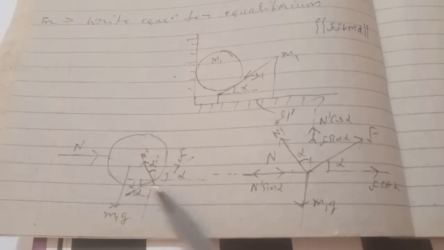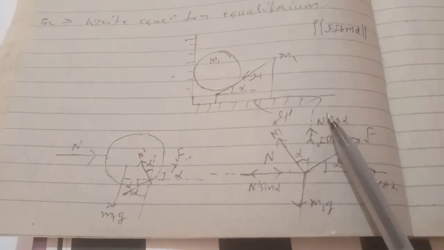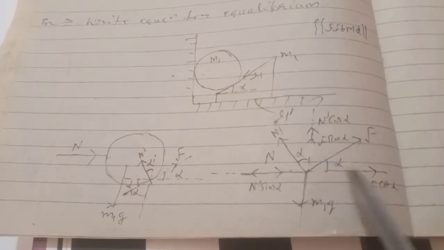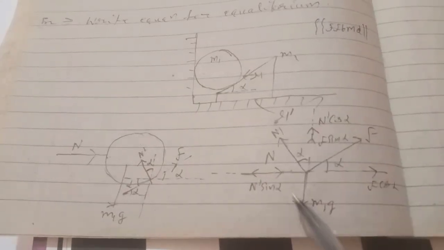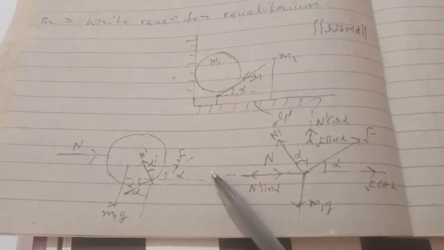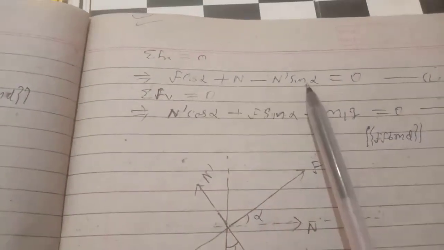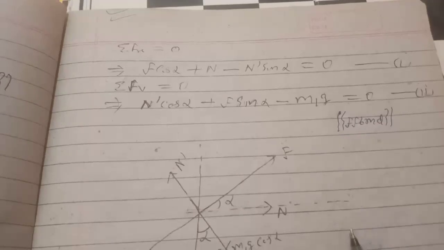Resolving this in component form, because this is alpha, F cos alpha will be in this direction, F sin alpha in this direction, m1 g in this direction, and N dash sin alpha in this direction. Now we can write sigma Fx equals 0: F cos alpha plus N minus N dash sin alpha equals 0, equation 1. Similarly sigma Fy: N dash cos alpha plus F sin alpha minus m1 g equals 0.